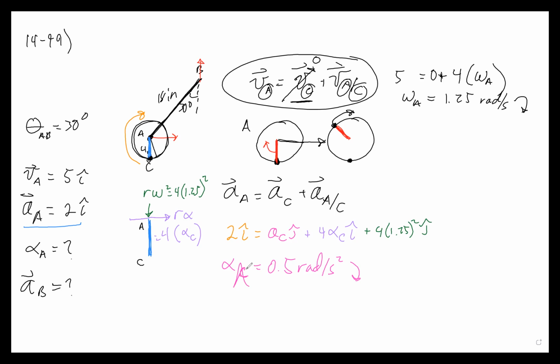Now to find the linear acceleration of B, we need to learn some things about bar AB so that we can figure out what slider B is doing. In order to do that, I think we're going to have to make a new page and go to the relative velocity equation. So the velocity of B is equal to the velocity of A plus the velocity of B relative to A. Well, what do we know? Do we know anything about the velocity of B?